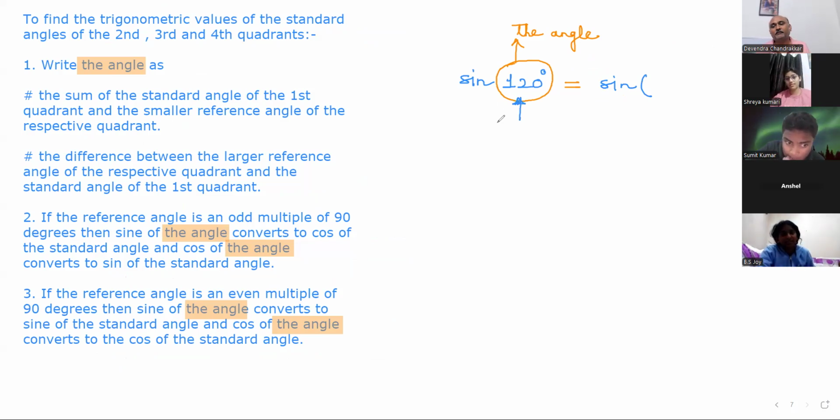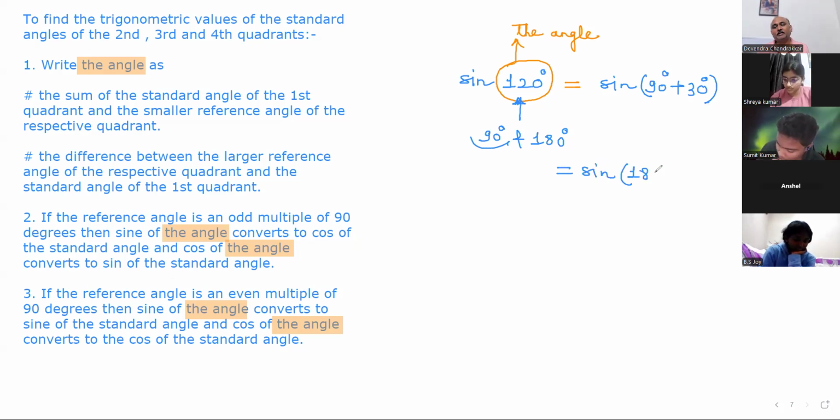So second quadrant has which two reference angles, Shreya? Sir, 90 and 180. So which one of these is the smaller one? 90. So I will write this 120 degrees as sine of 90 plus 30 degrees. All of you understood? Yes, sir. Or I will write this 120 degree as 180 minus 60.